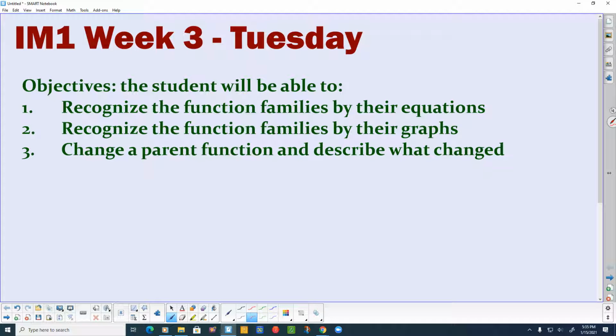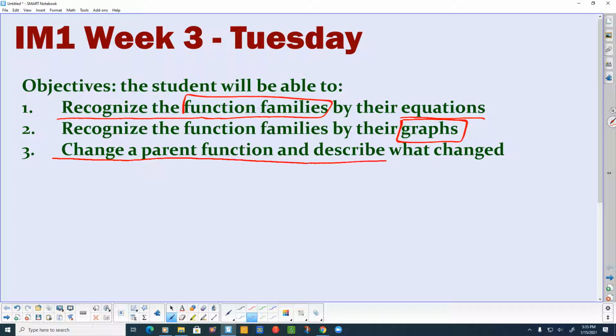So we have 3 objectives. The student will be able to recognize the function families by their equations, which is what we're going to be dealing with. Number 2, recognize the function families by their graphs. And your assignment is going to be number 3: change a parent function and describe what changed. So 1 and 2 I'm going to talk about right now. Number 3 is what you will do on Tuesday.